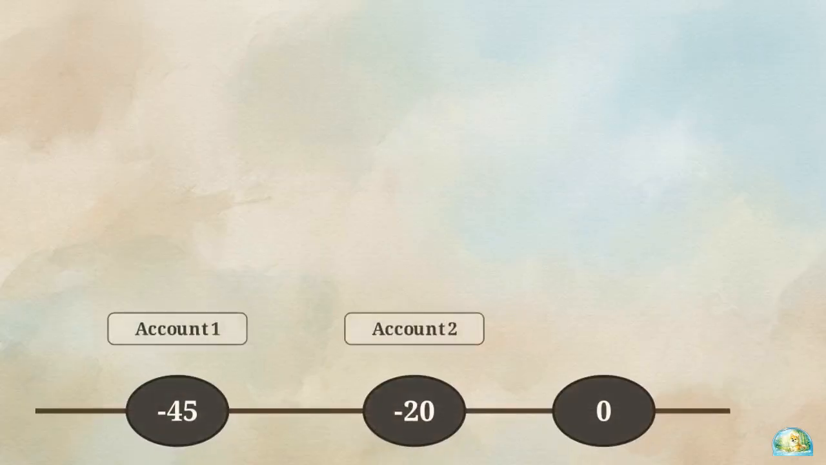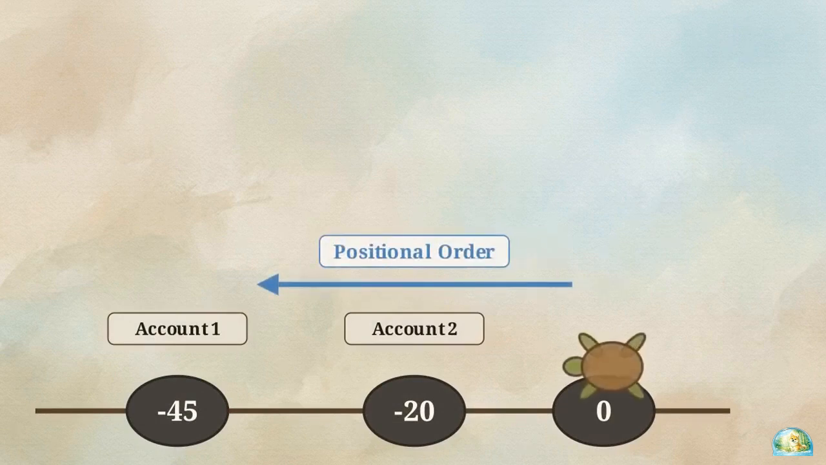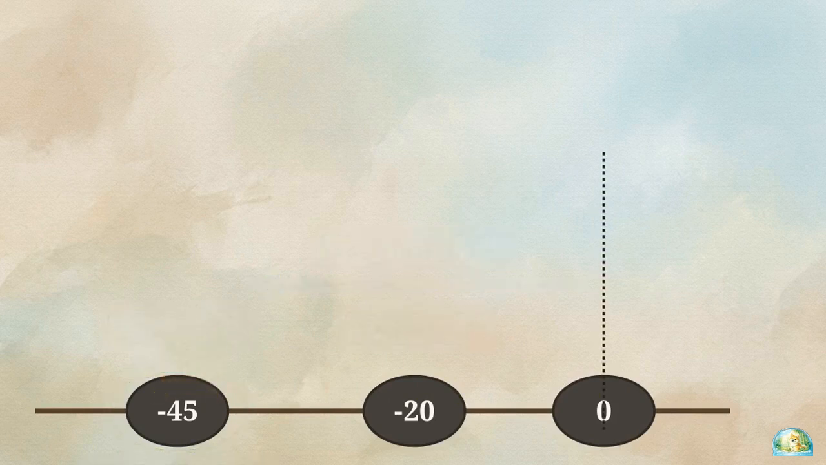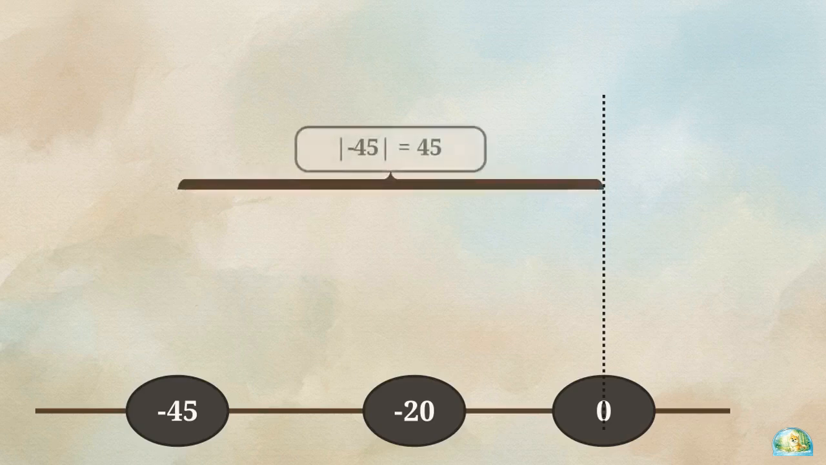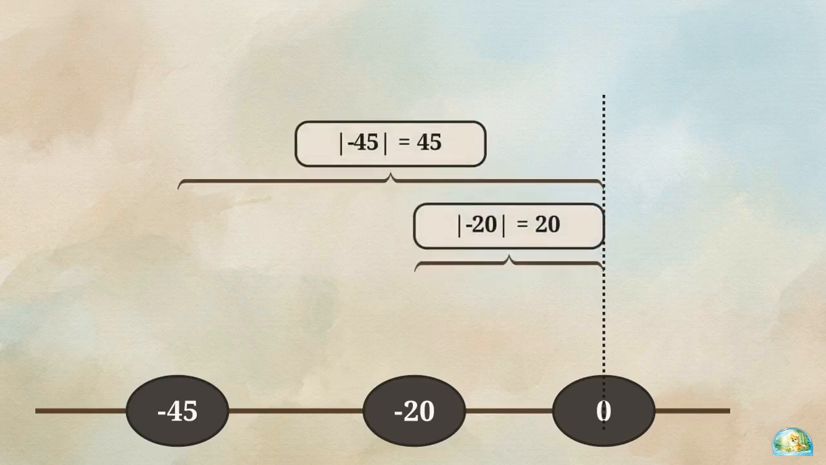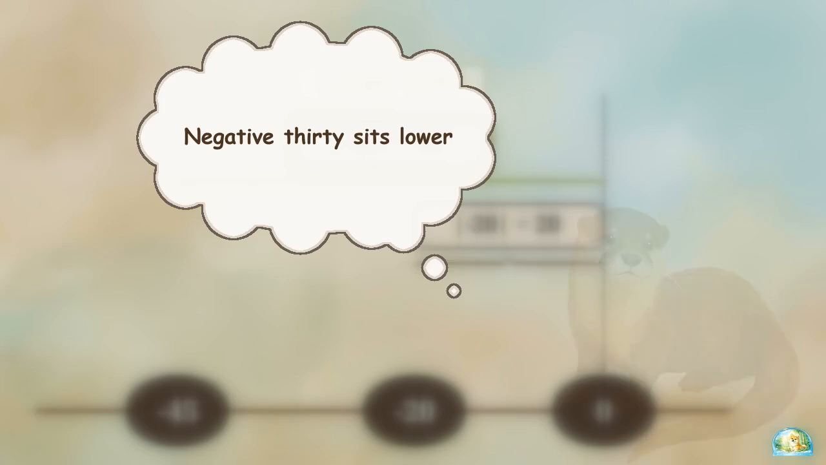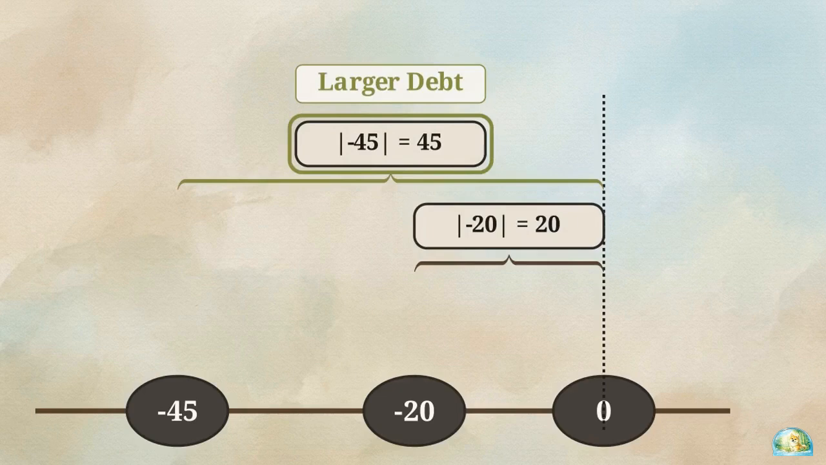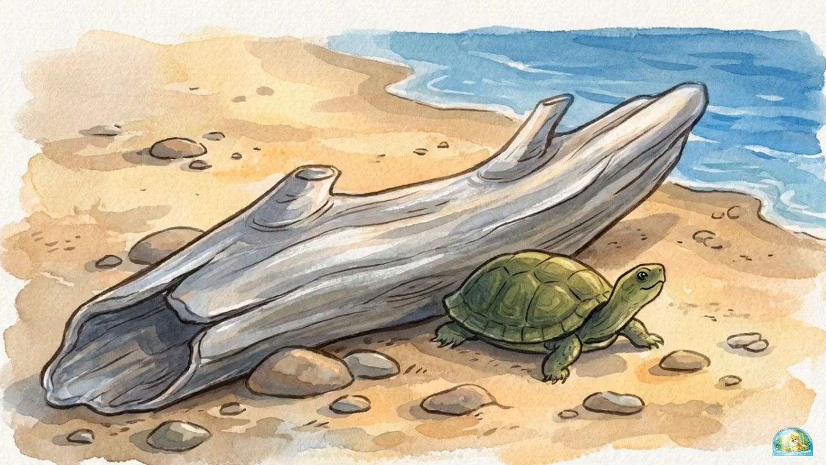This table plots both accounts on a horizontal timeline. Finding the lower balance is just finding the lowest positional order. Since -45 is positioned further to the left, it has the lower balance. The term debt, however, refers to the actual size of what is owed. Calculating the absolute value distances for both accounts, we get +45 and +20. -45 sits lower. Its size is larger. Order's not size. The $45 debt is the larger distance from 0. Financial vocabulary requires both concepts. The word balance dictates the signed order on the number line, while the word debt measures the absolute value.